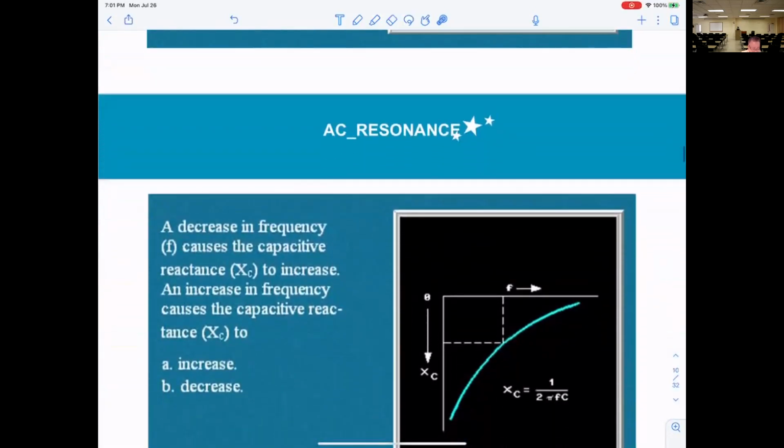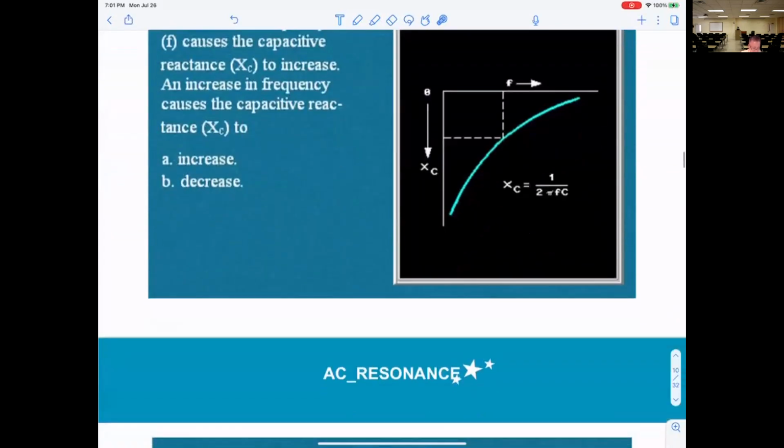Same thing here, okay? Now, a decrease in frequency causes the capacitive reactance Xc to increase. An increase in the frequency causes the capacitive reactance Xc to be decreased. Okay? This is a very basic thing.